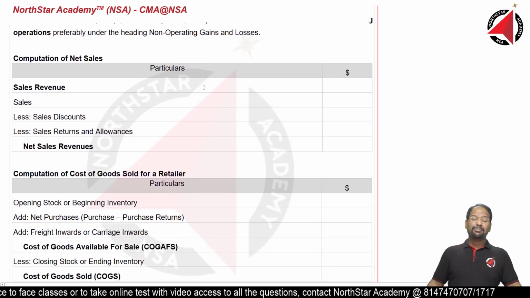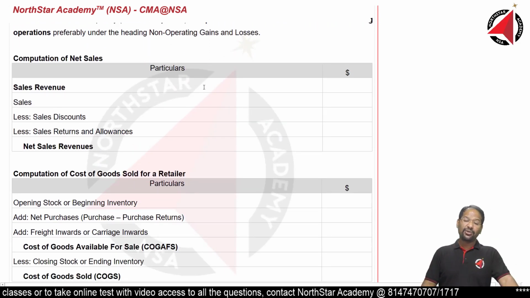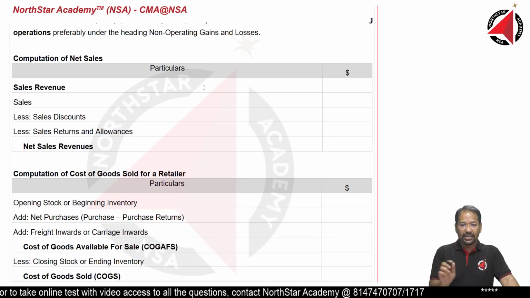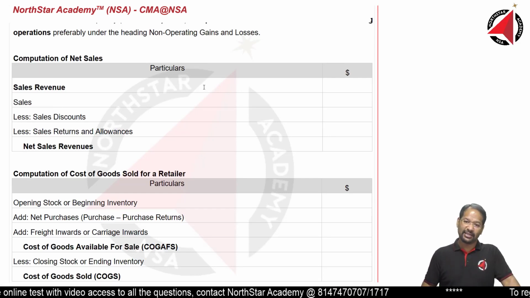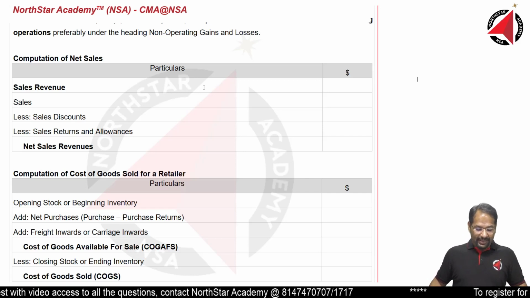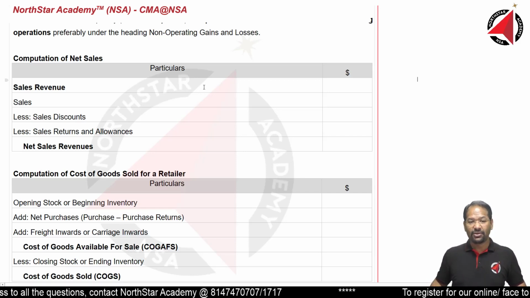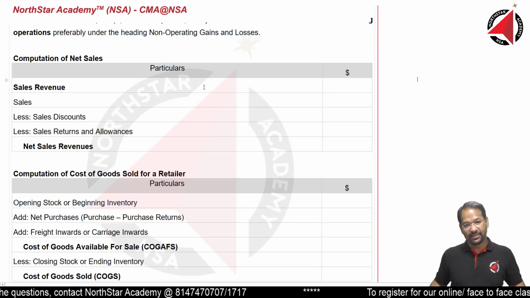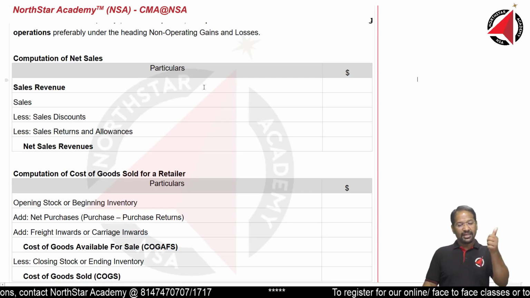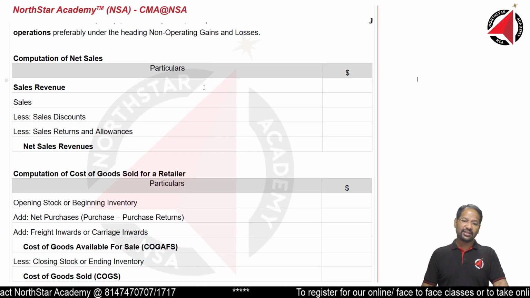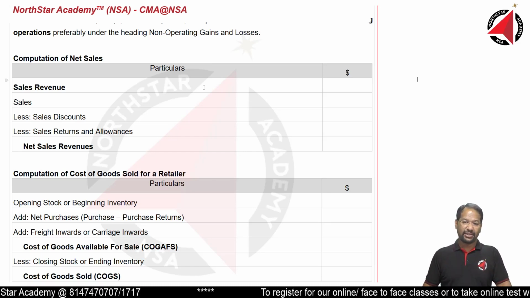Now it is very simple. How do we compute net sales? Why do you need net sales? Remember, the first item was sales. Sales means net sales there, right? What is net sales? Sales minus any discount or allowance for sales discount, minus any sales returns. Alright, sales return minus sales discount and allowances, we get net sales revenue.